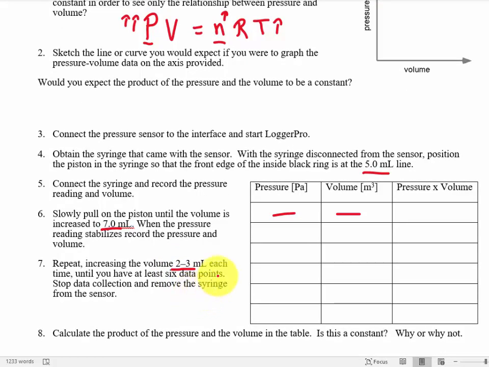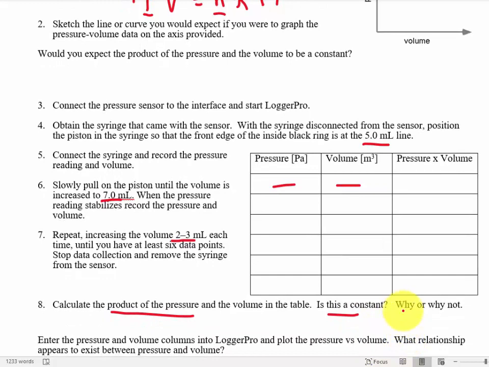What you can then do is calculate the product of the pressure and the volume. Now, you're going to ask, is it constant? Well, it should be. It's probably not going to be exactly constant, but it's going to be close. What happens is these syringes are going to leak, so as you're doing your measurements, make them as quickly as possible.